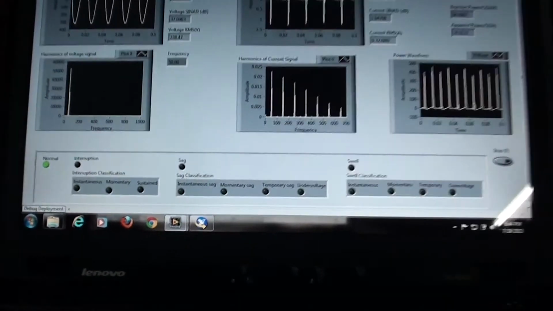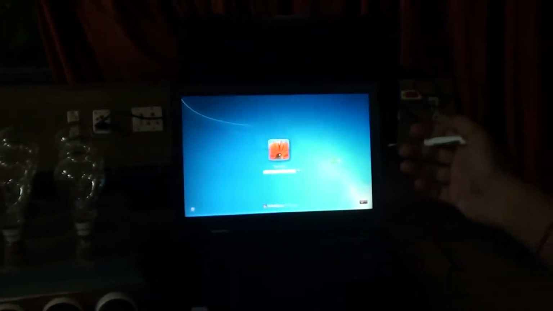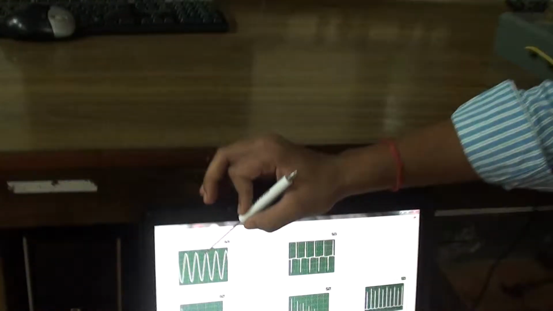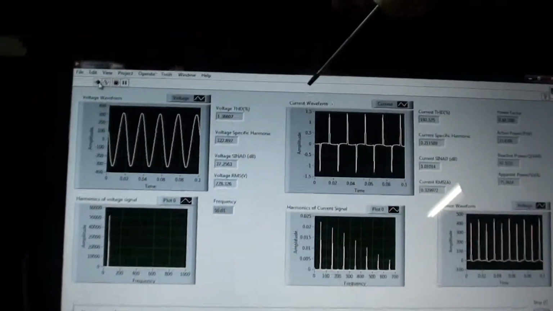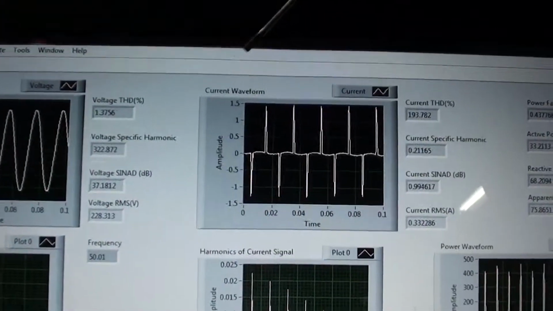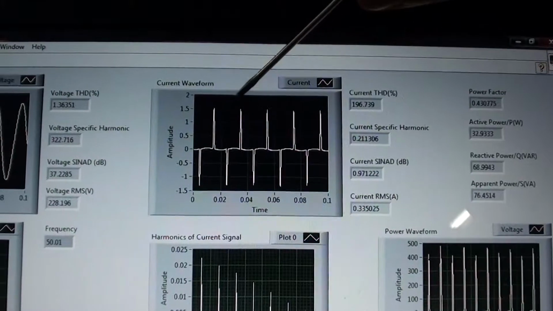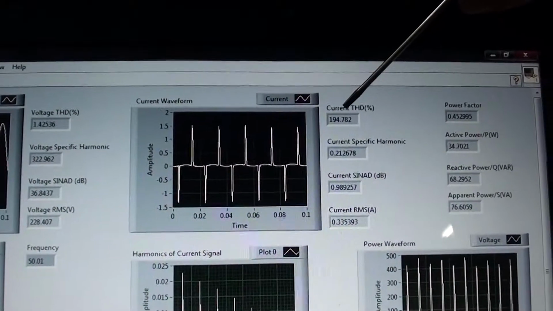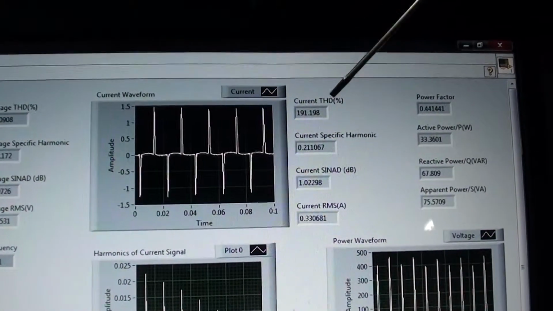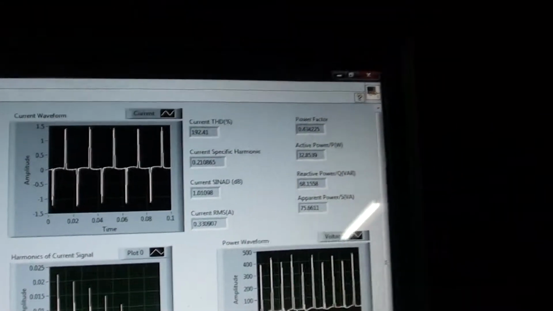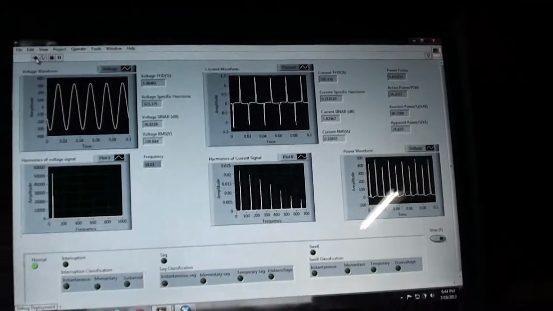So the first load which we are using is the laptop load, which is non-linear. Since we have switched it on, we'll observe the waveforms and match the values with Yokogawa. The voltage waveform is perfectly sinusoidal, whereas the current waveform is not sinusoidal and has a lot of glitches, and there is a high current THD percent. This is because of a lot of non-linearities present in the laptop.